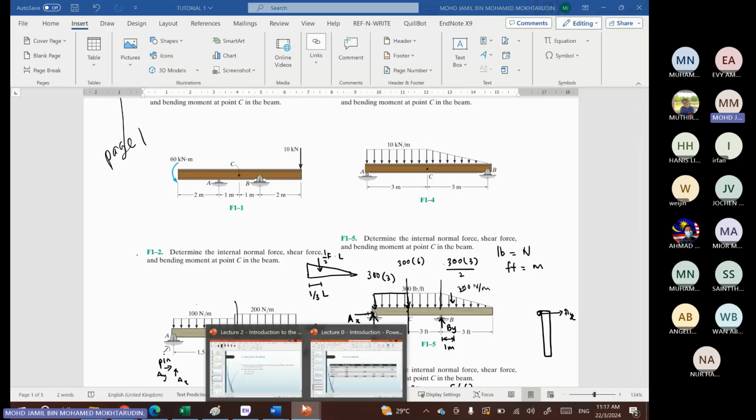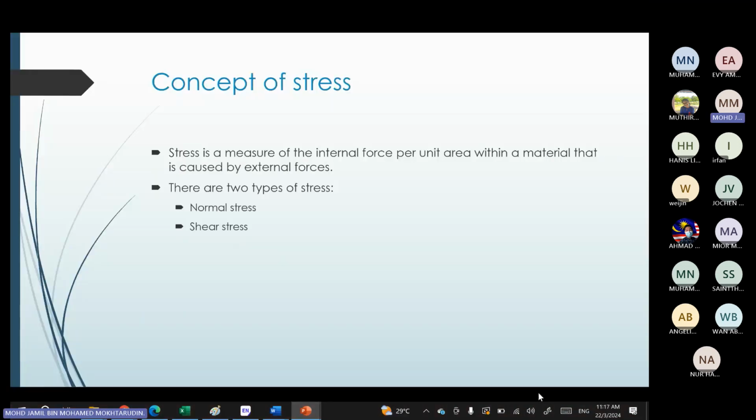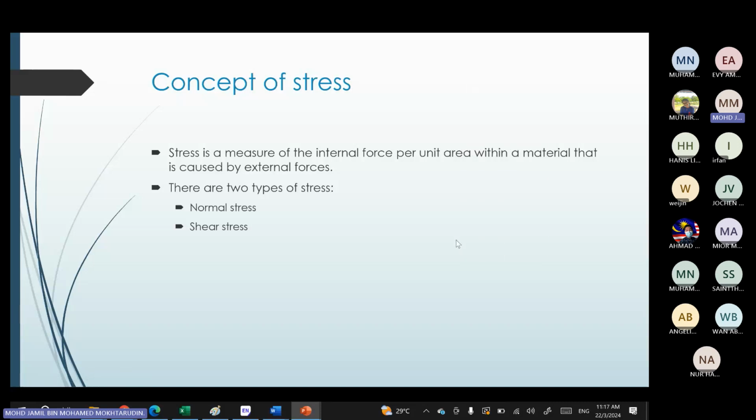Okay, so we continue with our lecture that we stopped last week. So from last week we stopped at analysis the internal loading of the structure. So why we need to determine the internal load of the structure is because we want to determine the stress and the strain in the structure. So today we will cover the concept of stress, what is stress, and then maybe show you 1 or 2 example from tutorial, okay, or from the slide.